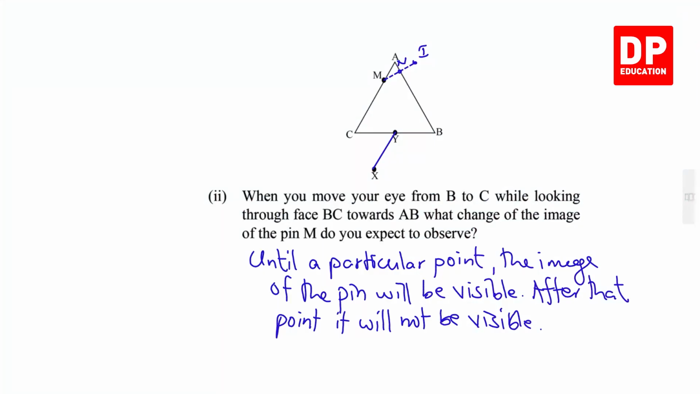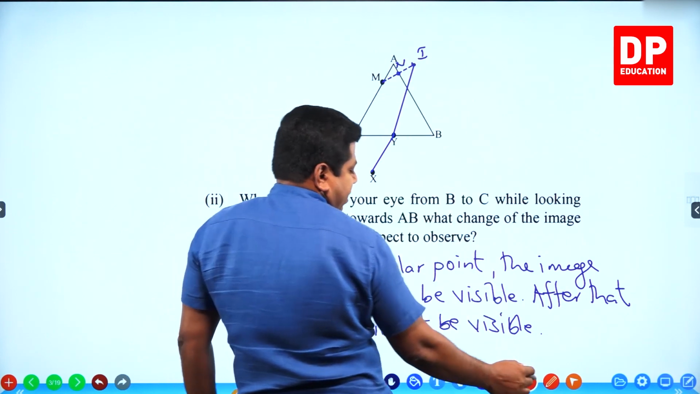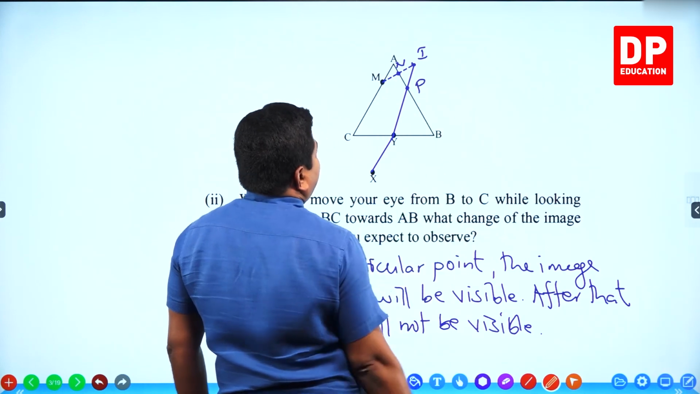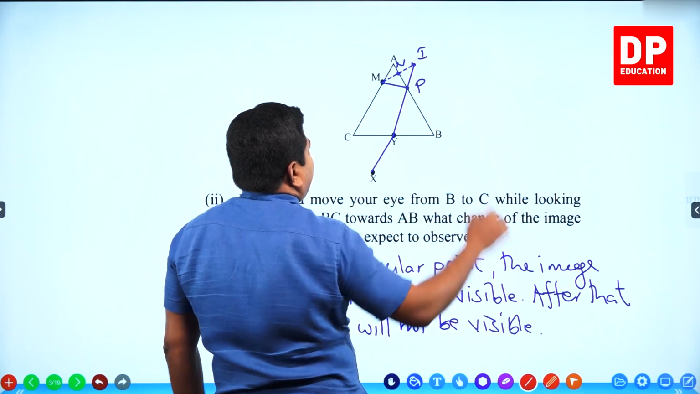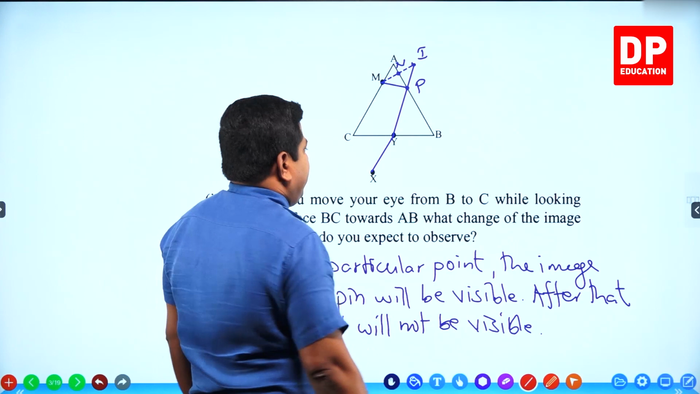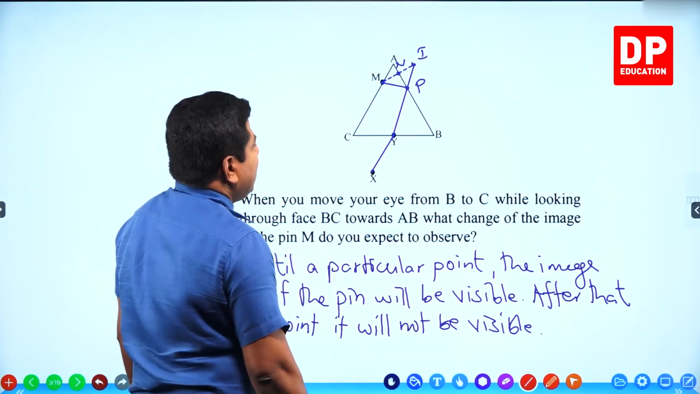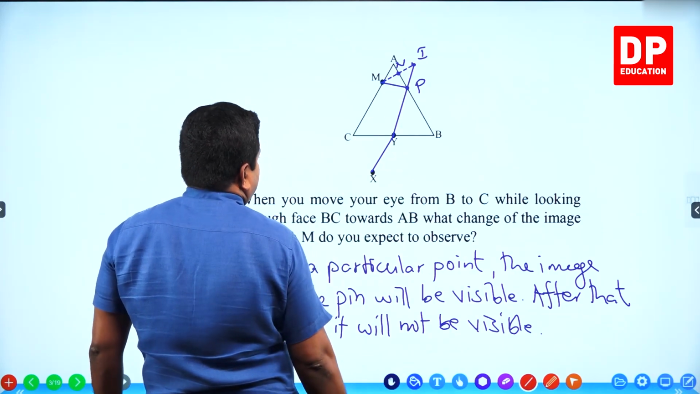Then what do you do? Connect these 2 points and find where this line intersects AB. Let me mark that as P. Then what do you do? Connect MP. Now, if you measure MPY, this will be twice the critical angle. That's what we did in the experiment, right? So, now we have to write the rest of the steps.